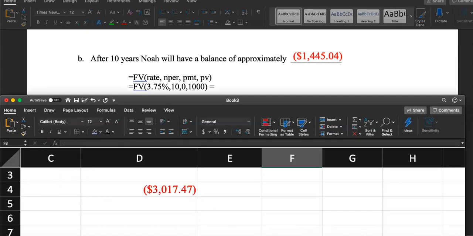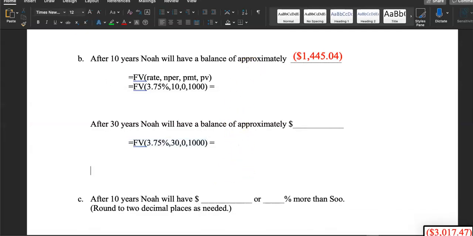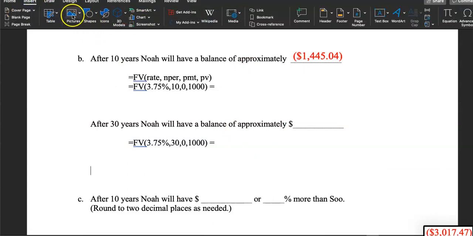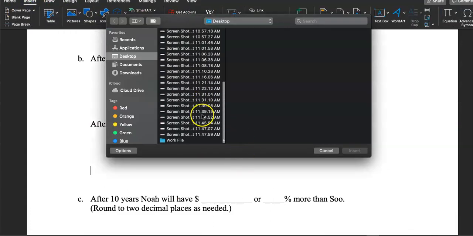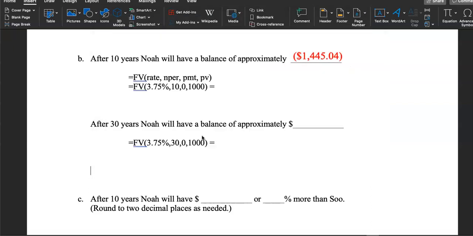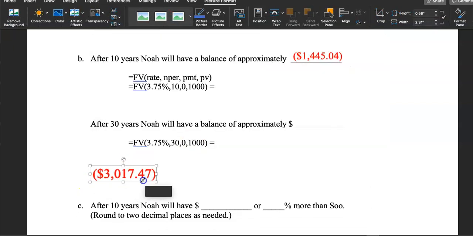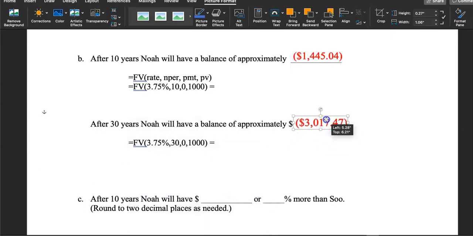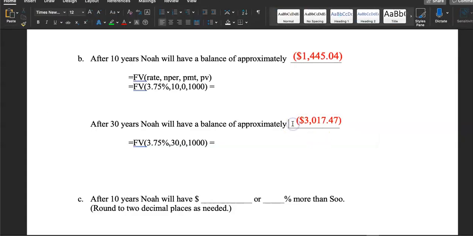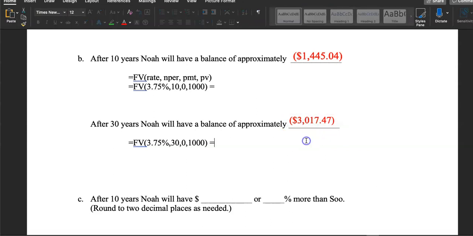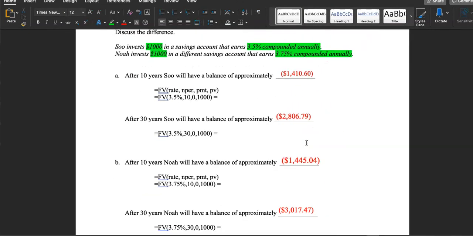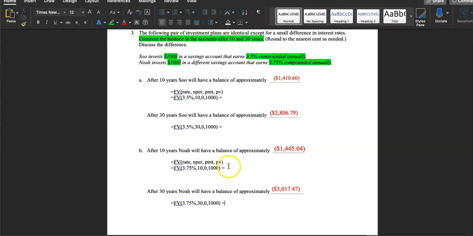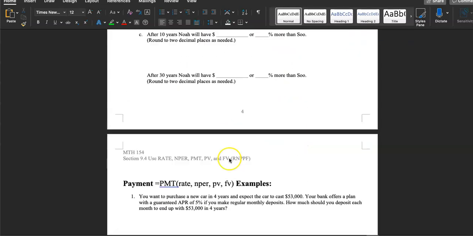Hit enter. Oh, he's going to have $3,017.47. All right, let me go ahead and bring that answer over here. And once you write all these answers, we can compare them, because I think that was the goal of this question. We're actually making a comparison. And we know that Noah must have more money because, I mean, it was not that big, but his interest rate was slightly higher than Sue's, right? All right, so I got my numbers written down. And you know how I got these numbers, right? All right, now what? Comparing part.